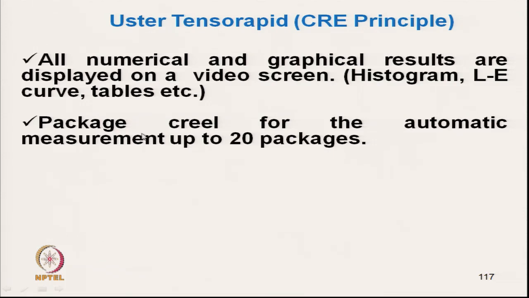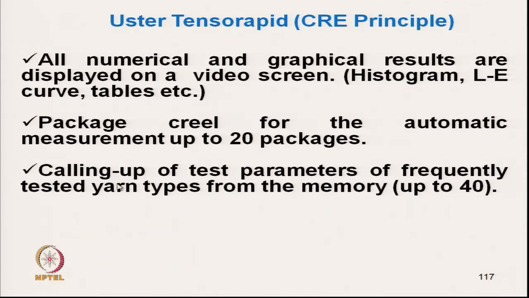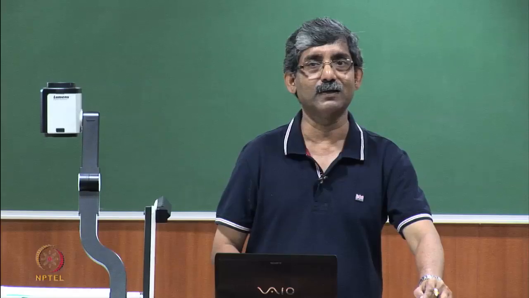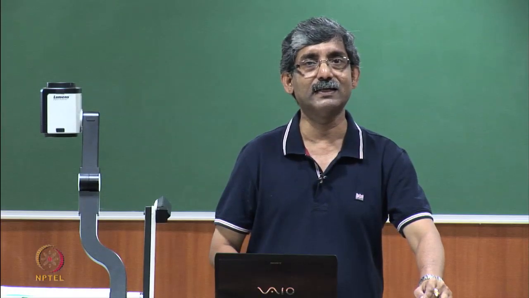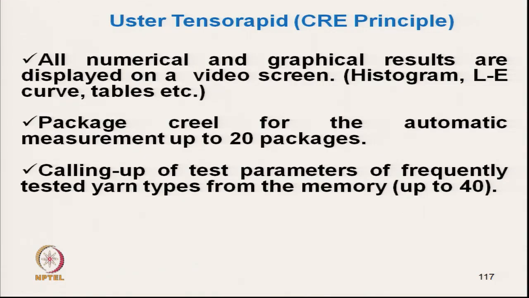Up to 20 packages can be put in the creel, and it automatically measures the values. As it is programmed, all the data are kept in the memory, and we can recall them for analysis and for future reference. So, we can call off test parameters of frequently tested yarn types from the memory. In the old version there are 40, but now it has improved a lot.